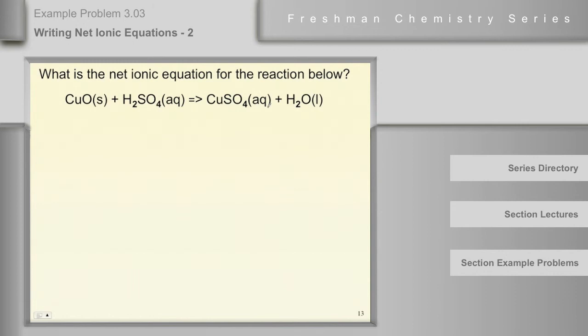The total ionic equation. If I had the total ionic equation, what would I do to convert it to the net ionic equation? Strip out the spectator ions, throw them out. Okay. So here I have the molecular equation. So how do I go from the molecular equation to the total ionic equation?